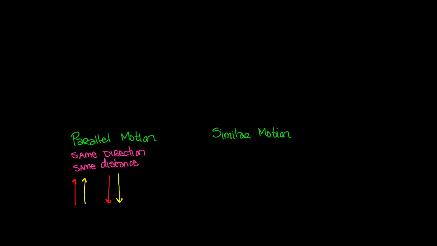Now let's consider similar motion. In similar motion, we're going to have the same direction, but we're going to have different distances. Here's a great example. If I did a voice that's going up, and I have a second voice that is also going up, but it's going up by a different distance. Now what if I had that voice going down? Then I would have the same idea here. They're both going down, but they're going to be going down by different distances. So we have the same direction, but different distances.